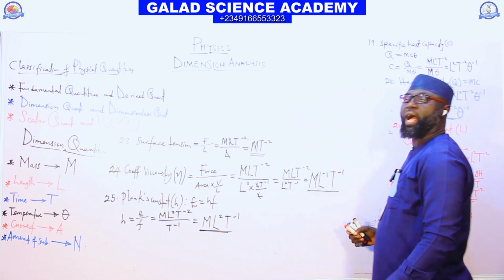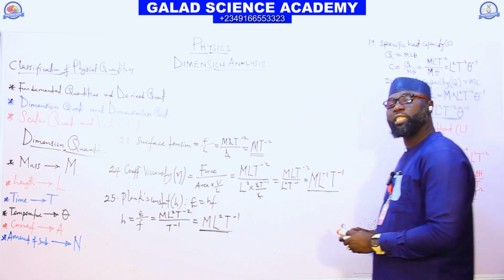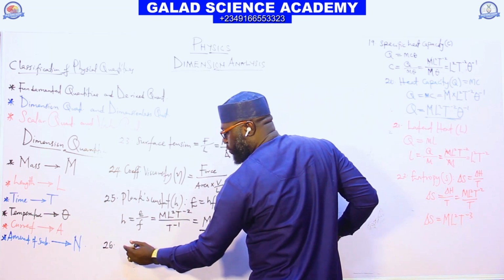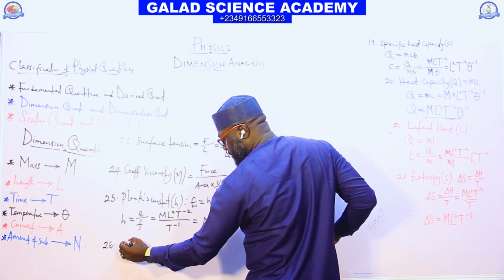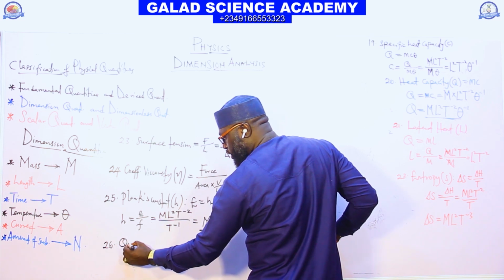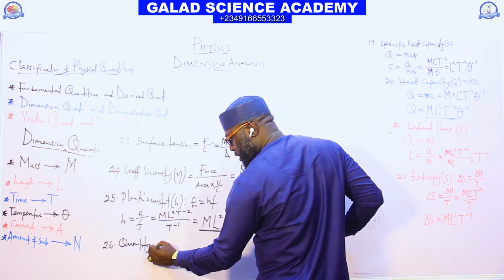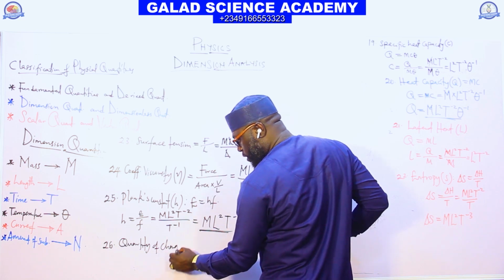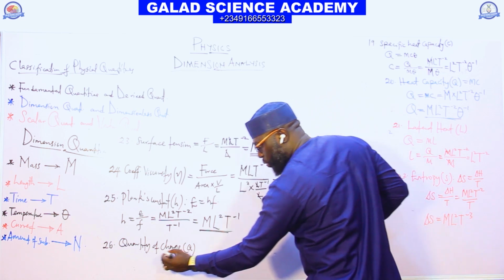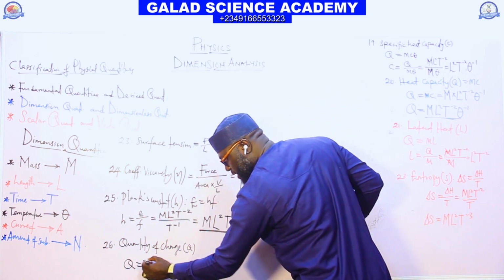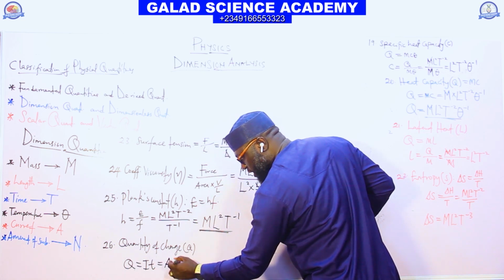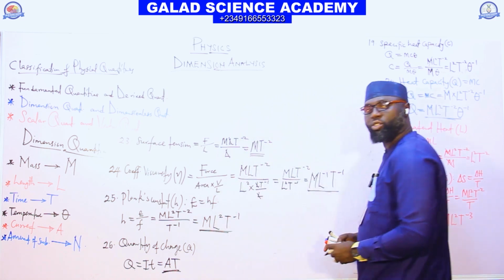Dimension for Planck constant. The next one is number 26: dimension for quantity of charge, which is Q. And this Q is equal to IT. Dimension for I, current, is A, and dimension for T is T. That's all.